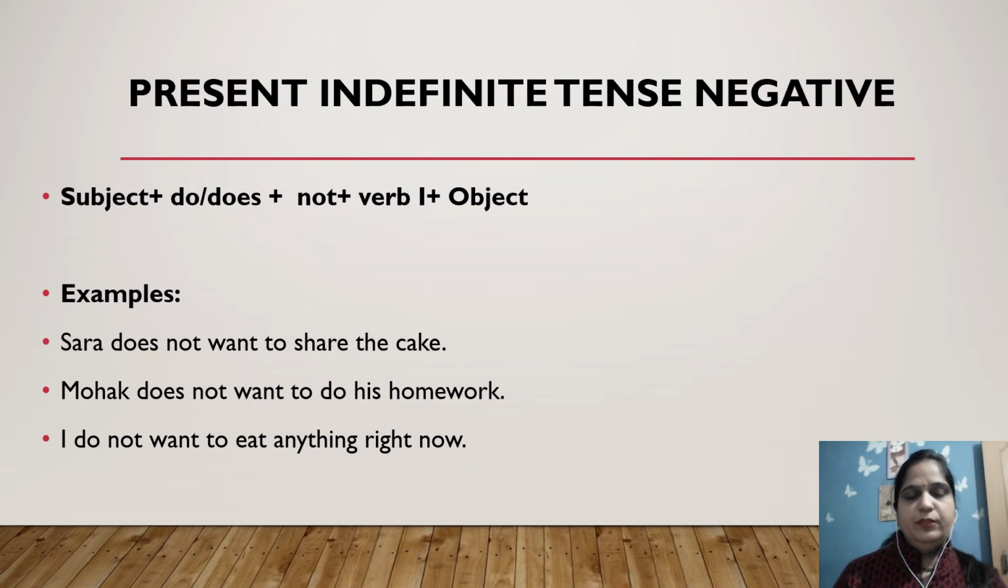Now we will go with present indefinite tense, negative. Here the rule is subject plus do or does plus not plus first form of verb plus object. Simply we will use do and does with not. Examples: Sarah does not want to share the cake. Sarah is a single subject, so we will use does. Mohak does not want to do his homework. Mohak is a singular person, so we will use does.